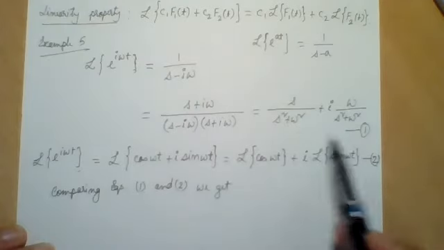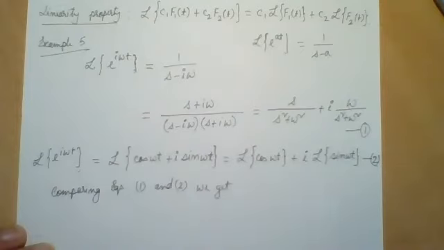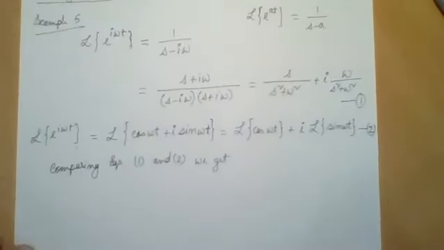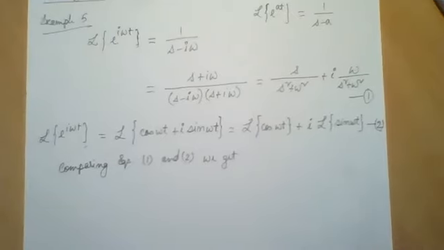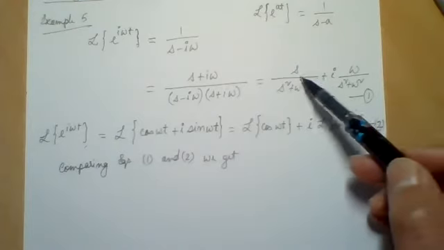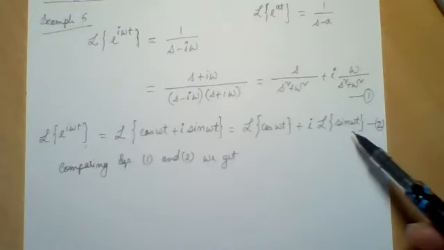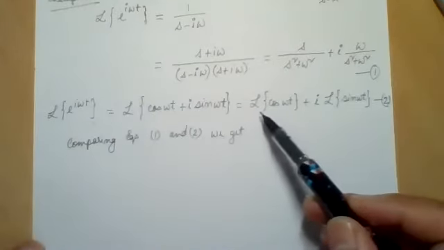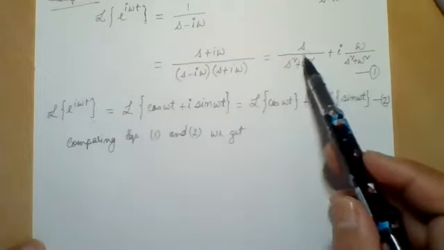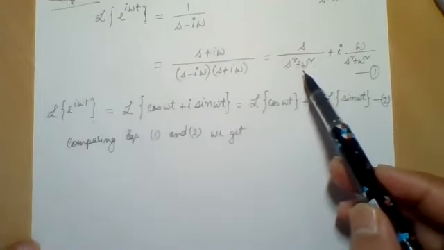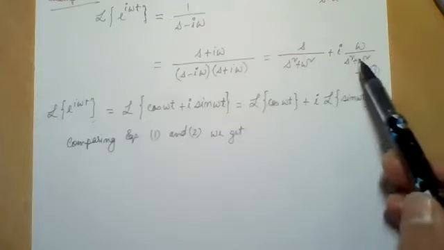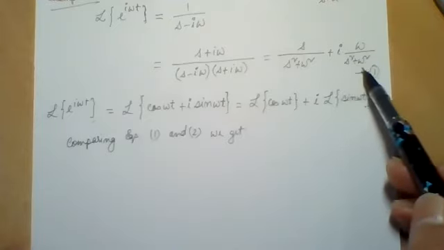So this is a complex number and this is another complex number. And when are two complex numbers said to be equal? Two complex numbers are said to be equal if their corresponding real parts are equal and their corresponding imaginary parts are equal. That means this real part should be equal to this real part, and this imaginary part should be equal to this imaginary part. So from this we get that the Laplace transform of cos omega t is s by s square plus omega square, and the Laplace transform of sine omega t is omega by s square plus omega square.